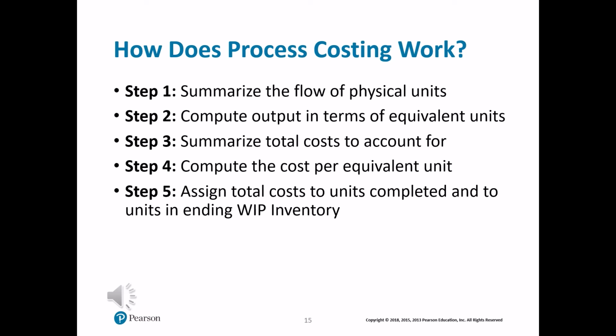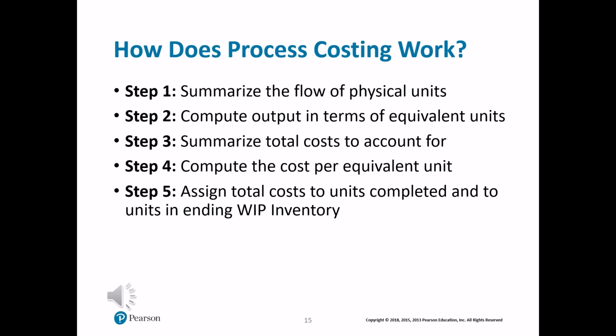Now let's take a look at how process costing works. The 5 steps involved here are, first, we need to summarize the flow of physical units. So remember that we need to identify how many physical units we're tracking. That would be the physical units that we started with in inventory, and any physical units that began the process, subtracting all of the physical units that were completed and put into finished goods. So we need to be able to track all of our physical units. Step 2, we need to compute our output in terms of the equivalent units. So not all of our physical units should be counted as one physical unit. We need to determine equivalent units based on how complete they are in the work in process.